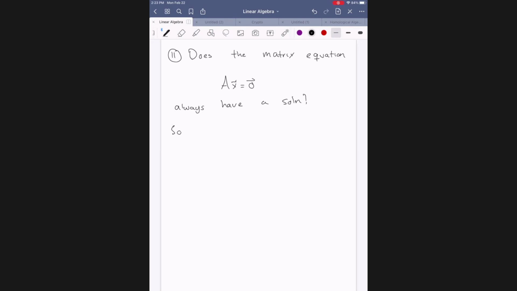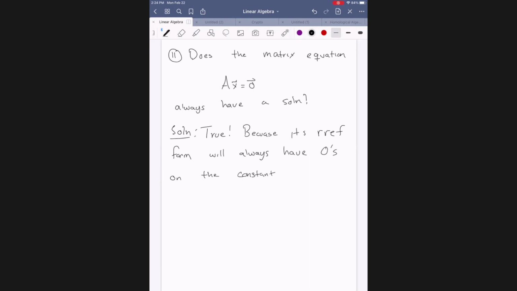So I guess you can say this is true because you can say REF form will always have, I guess you can say, zeros on the constant side of the augmented form.